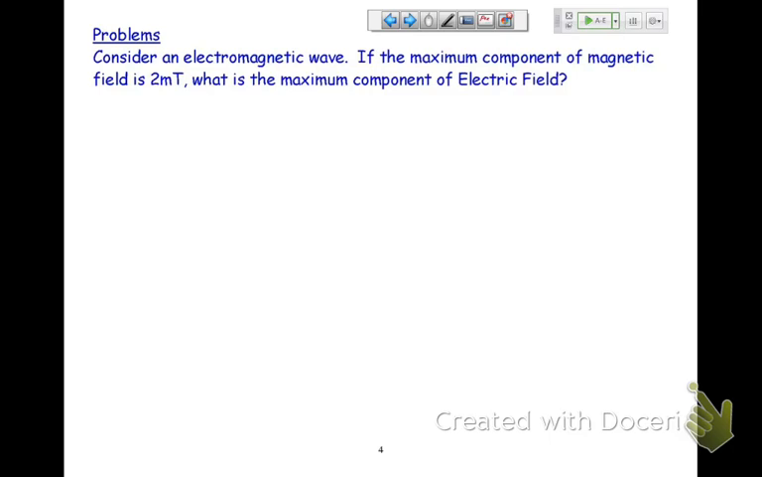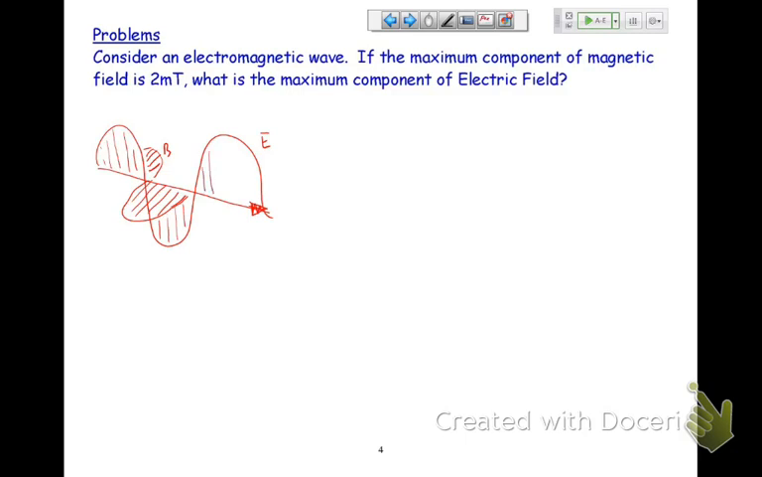So we say, consider an electromagnetic wave. If the maximum component of magnetic field, let's just draw it. Here's my electric field, and here's my magnetic field, and they're at 90 degrees to each other, because that's the way it goes. This would be E, and this would be B, and they're going in this direction. The E induces the B, and the B induces the E. This is not trivial stuff.